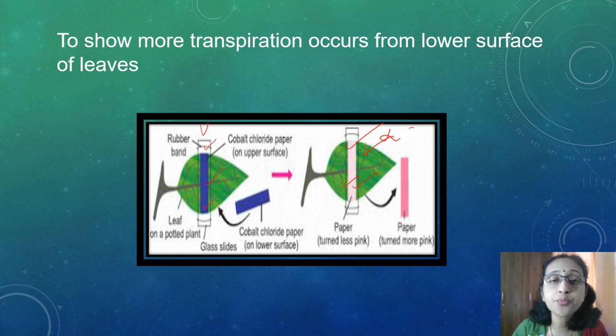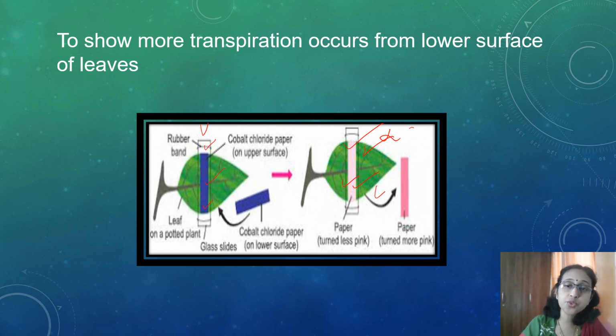Hence it is proved that transpiration occurs from the lower surface much faster than from the upper surface, because we have already studied the structure of stomata in the previous lesson. I told you about the structure of the stomata and where they are located when I taught you turgidity, flaccidity and turgor pressure. We have seen that they are located more in the lower part of the leaves.